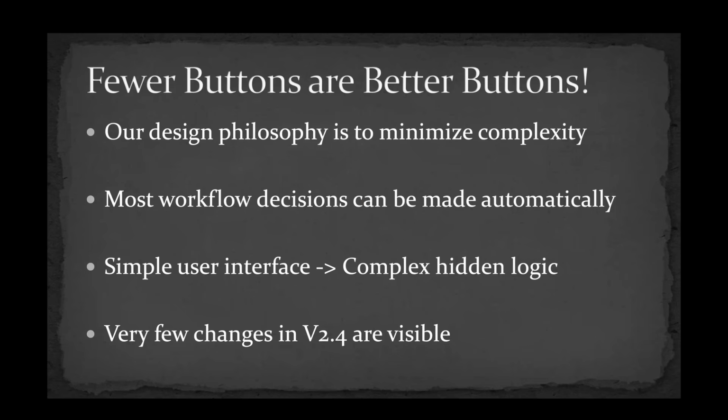So our philosophy, like I said, is fewer buttons are better buttons. We want to minimize complexity, and for the most part, we want to hide the complexity inside the code so that we have a simple user interface. And as a result of that design philosophy, you'll see that very few of the changes in version 2.4 are actually visible in the user interface. Most of it is hidden under the hood, with one exception, which I'm going to talk about now.